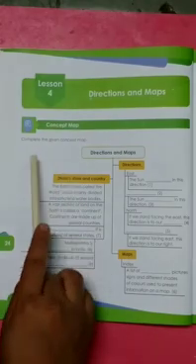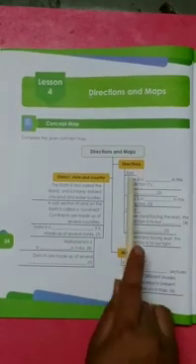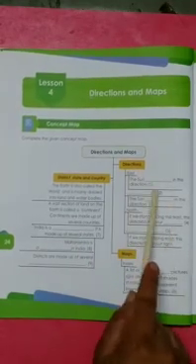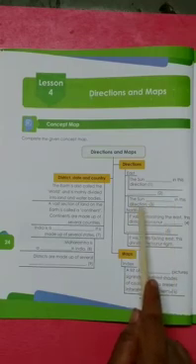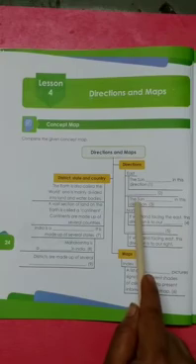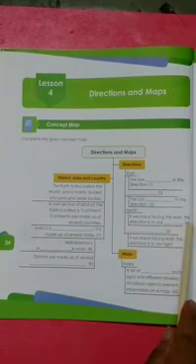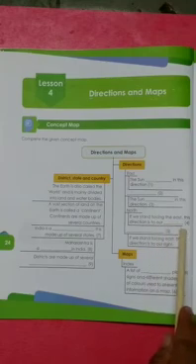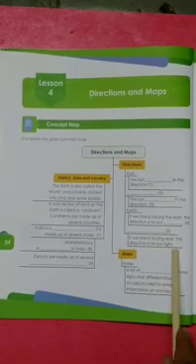Concept maps. Complete the given concept map. Direction and map. Directions: east, the sun rises in this direction. Then the sun sets in this direction. If we stand facing east, this direction is to our left. If we stand facing east, this direction is to our right.